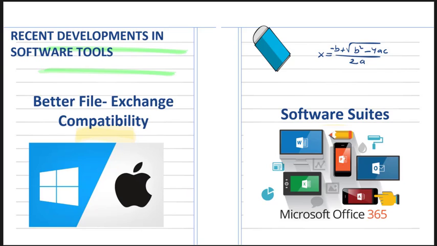We also have better file exchange compatibility. In the earlier days of software tools, programs were often incompatible. That is, files or products created in one program could not be opened in another program. Incompatibility was especially problematic between programs on Macintosh and Windows or PC computers. Today, software tools are designed to be much more compatible across programs and platforms, making it much easier for teachers and students to transfer documents and to work together on projects.